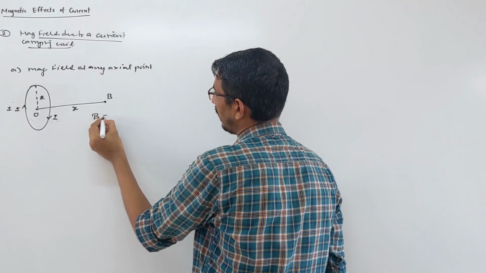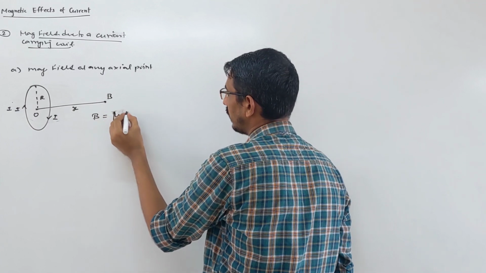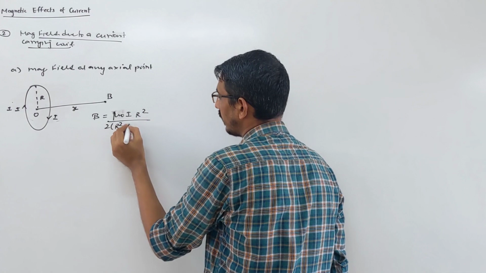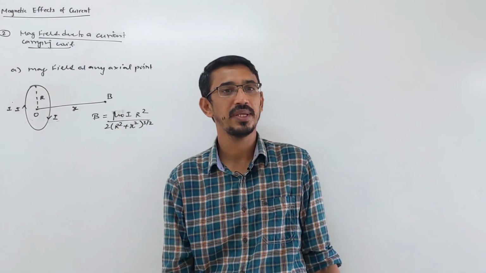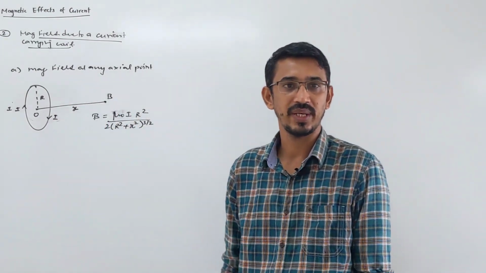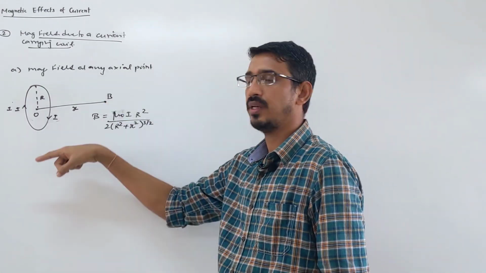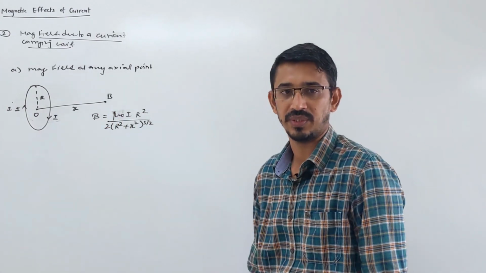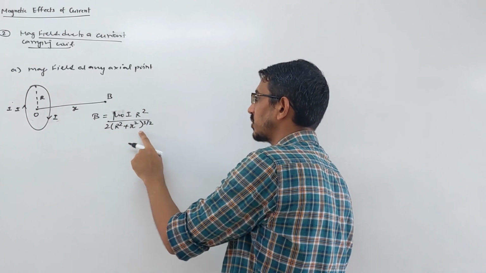Then how much does the answer come to? With a small derivation, which we don't need here: mu naught I r square by 2 times (r square plus x square) to the power 3 by 2. You have already seen this formula in gravitation also, the gravitational field due to a circular ring of mass, right? Exactly the same, and a similar question will come in electrostatics also, that is a charged ring of radius r, where we want to find the electric field at some distance X from it.